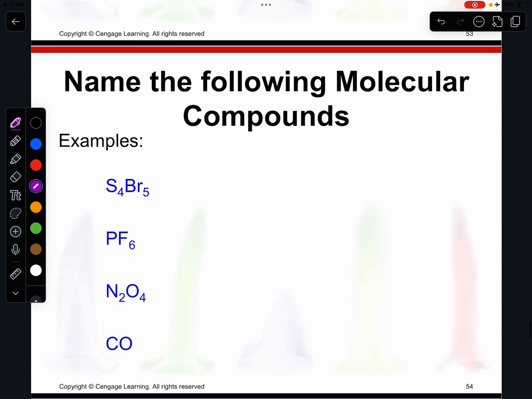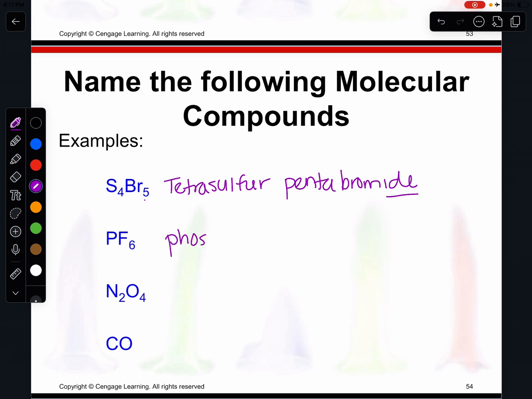Let's go ahead and name these. So we have 4 S's, so we're going to go ahead and say tetra, sulfur. Now you do not have to capitalize any of this. I don't know why I've always done that. Usually everything should be lowercase. And then 5 is penta, and that is bromine, so it is bromide, IDE ending. Here's one of those exceptions where it's a 1, but we do not mention mono, so we're just going to go ahead and write phosphorus. It is wrong if you put mono on the first one, just so you know. And this is hexa fluoride.